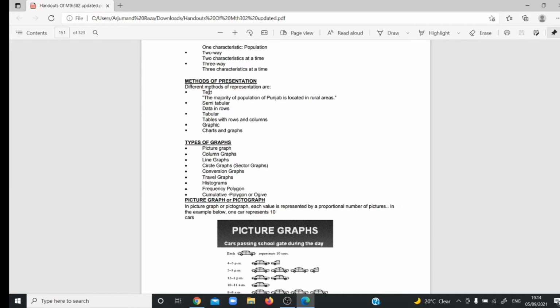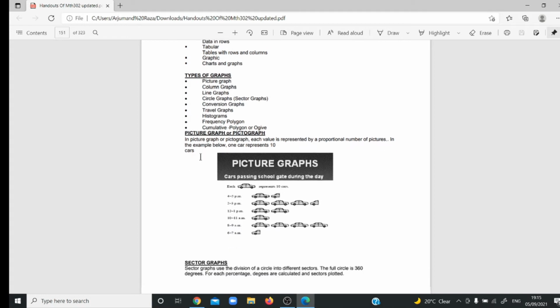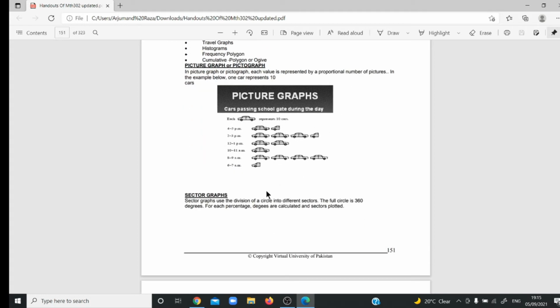Methods of presentation. We have different methods of presentation. The first one we call text, like books in written format. The second is tabular form, meaning data in the form of tables with rows and columns. Then there are charts and graphs, pictures and graphs. These are the things you usually see on Facebook also. They give you pictures like burgers or flowers.